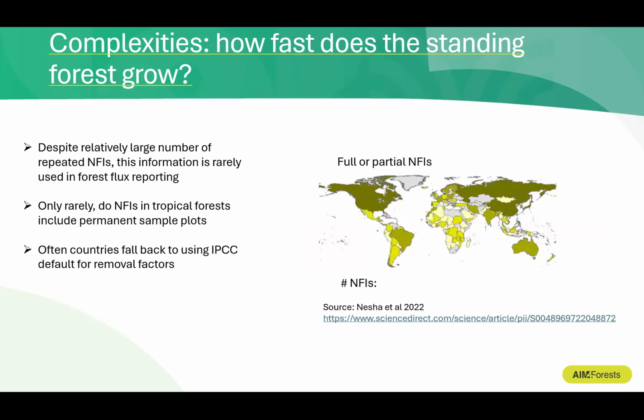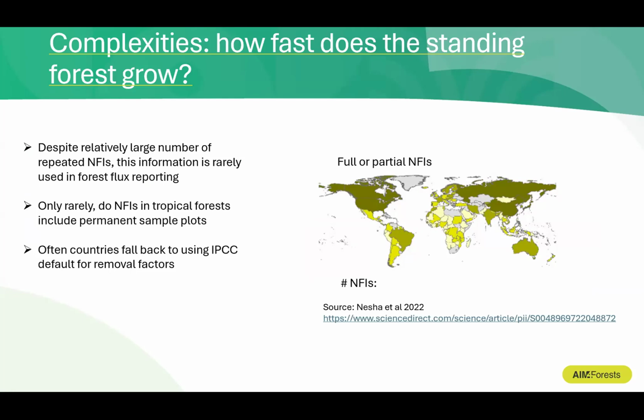This is related to the availability of national forest inventory data around the world. The situation is improving, and the map here shows that in a lot of countries nowadays, there are full or partial NFIs available. But still, there's data gaps, and that is related to lack of availability of these NFIs. Sometimes they're not public. Sometimes they are not really designed in order to track growth.